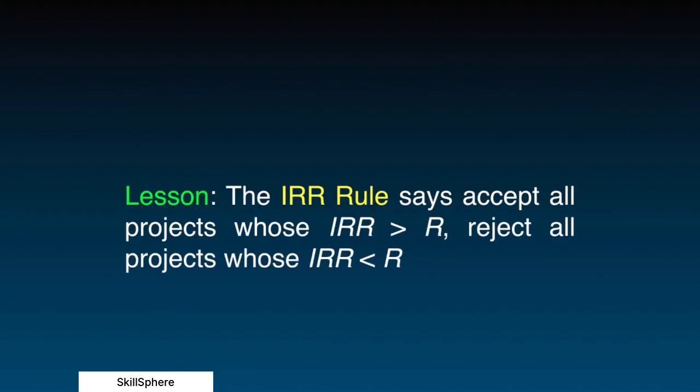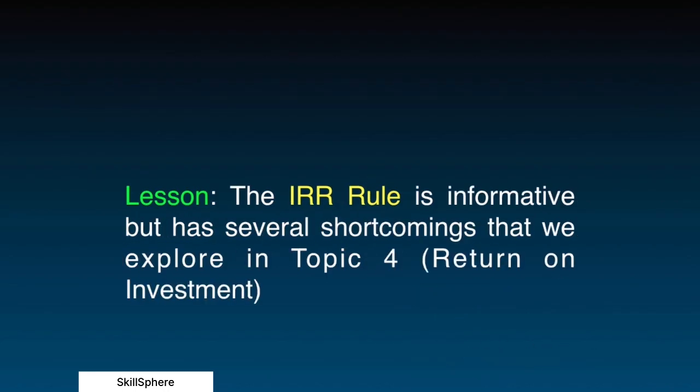And so what the IRR rule says is accept all projects whose IRR is greater than R, and reject all projects whose IRR is less than R, where R is our hurdle rate, cost of capital, our discount rate. Now, I do want to mention that the IRR rule is informative. It's also somewhat intuitive and appeals a lot to investors who tend to think in terms of returns, but it's got a number of shortcomings that we're going to explore in greater detail in topic 4, return on investment.